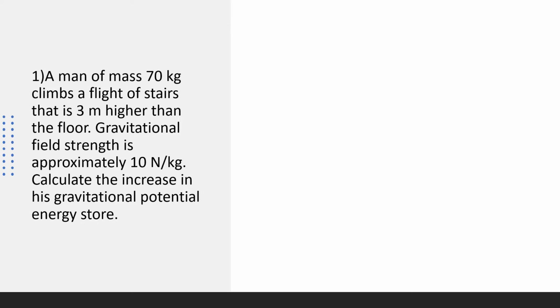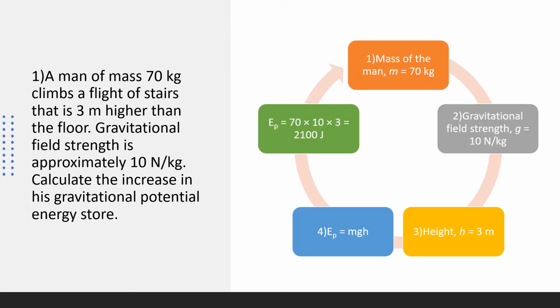Okay, welcome back. First, we would write down the mass of the man. The mass of the man, it says, is 70 kilograms. Secondly, we would go on to write the gravitational field strength. The gravitational field strength is 10 newtons per kilogram. And thirdly, we would write the height, and in this case the height is 3 meters.